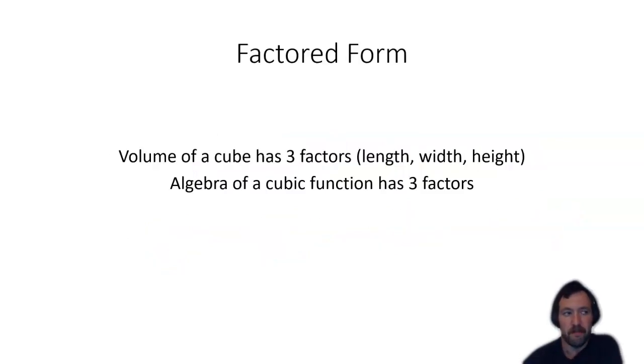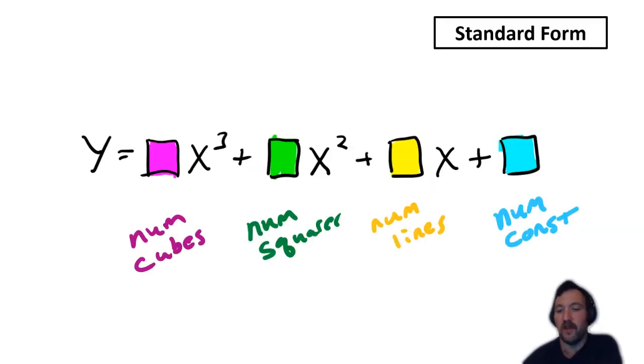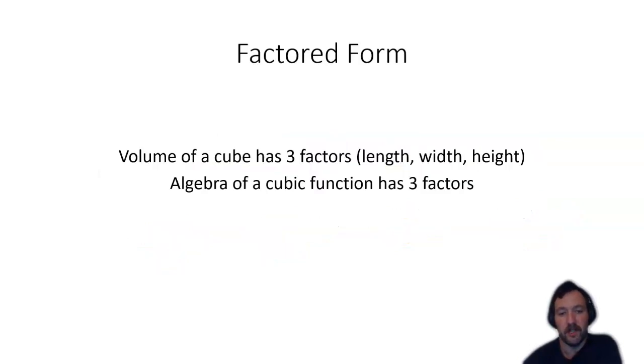Okay? But just like with quadratics, standard form isn't always the most natural way to represent a pattern. We saw this with quadratics, right? So just like with quadratics, we can do the factored form as well. Well, okay, the volume of a cube has 3 factors: its length, width, and height. And of course, we'll see that the algebra of a cubic function will also have 3 factors.